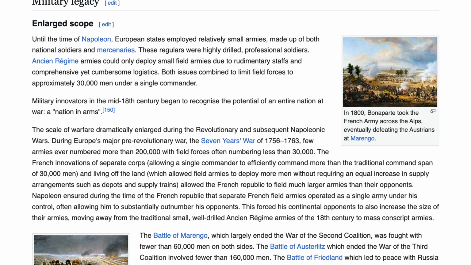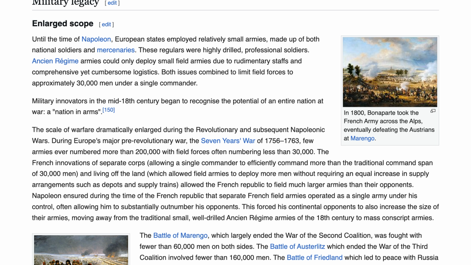The French innovations of separate corps, allowing a single commander to efficiently command more than the traditional command span of 30,000 men, and living off the land, which allowed field armies to deploy more men without requiring an equal increase in supply arrangements such as depots and supply trains, allowed the French Republic to field much larger armies than their opponents.